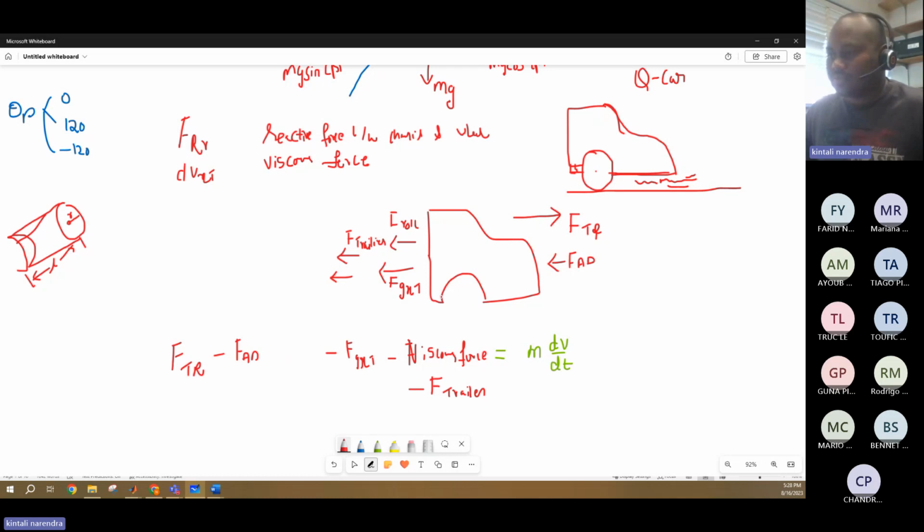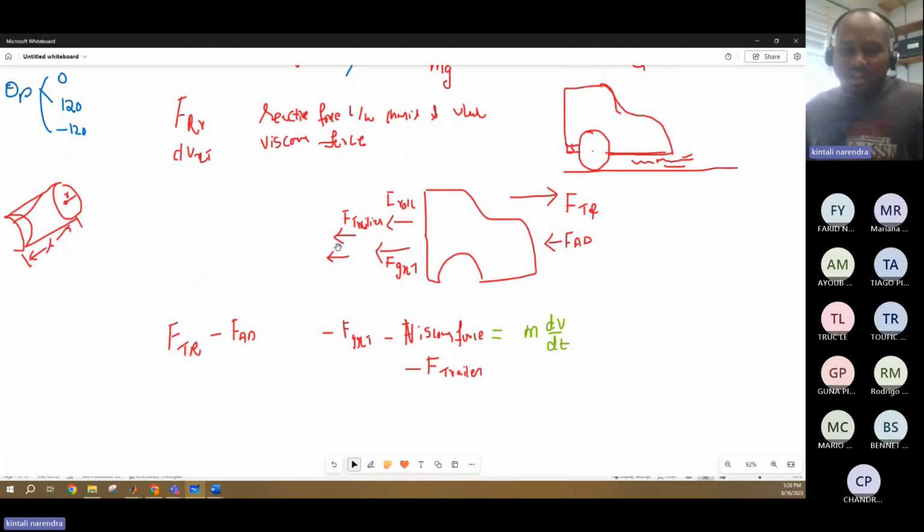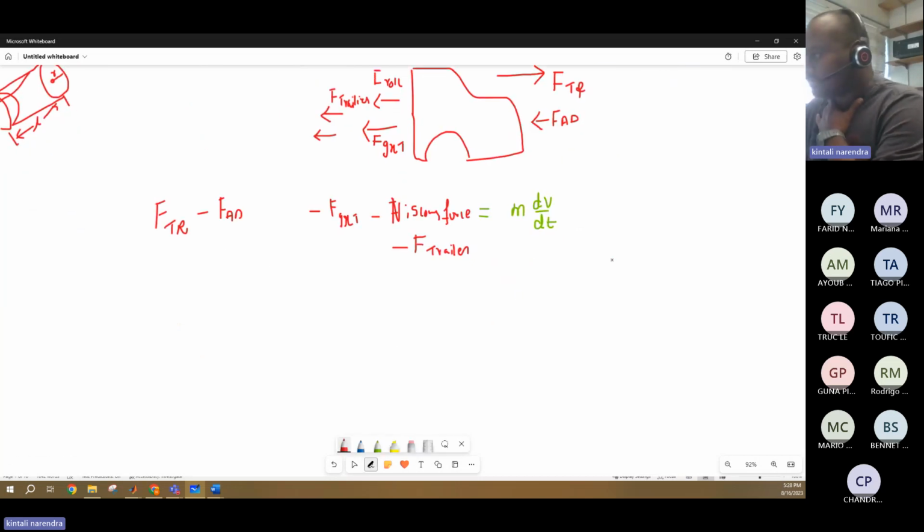Okay, trailer force. Now let's go to the wheel. What is the trailer force? If there is a trailer attached, I'm considering it for now. If there is no trailer, then you can neglect that. Okay, now let's take the wheel.